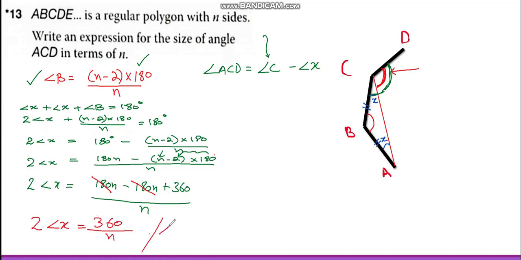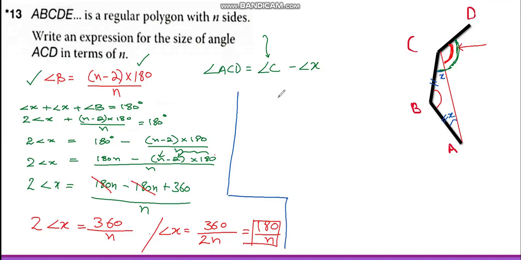So for angle x, I will divide both sides by 2. So I will get 360 divided by 2n, which means 180 divided by n. So this is the general expression for x. Now let's substitute the size of angle x and angle C in this equation to find the expression for angle ACD. We know that angle C and angle B are equal in size because these are the interior angles of a regular polygon. So we can replace angle C with n minus 2 times 180 divided by n, and I can replace angle x with 180 divided by n.